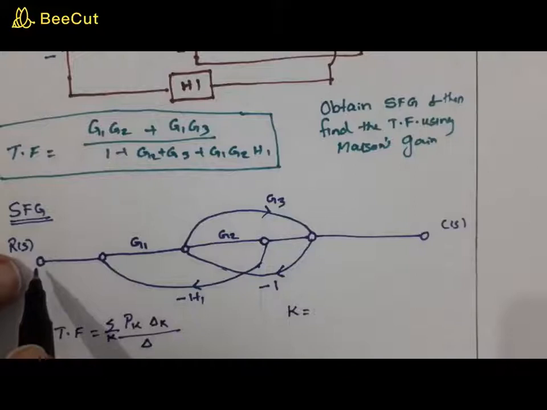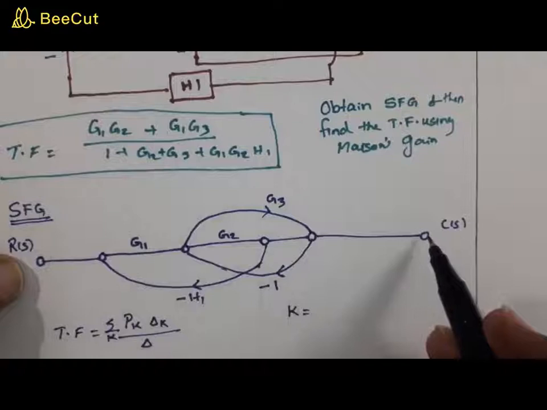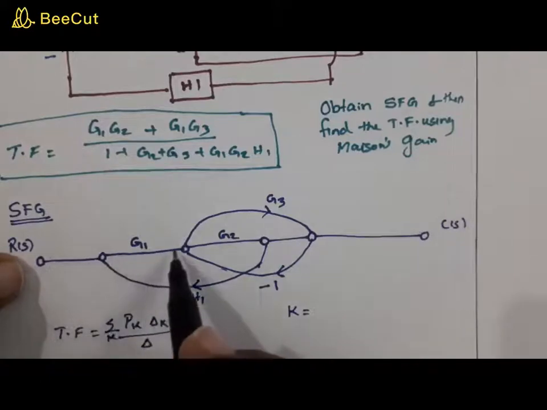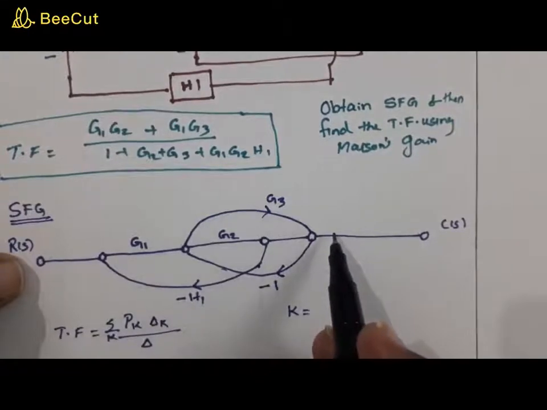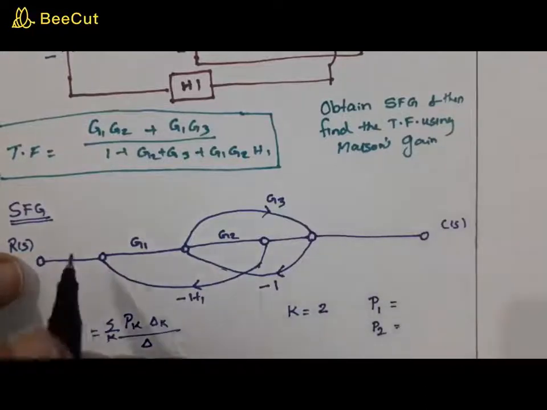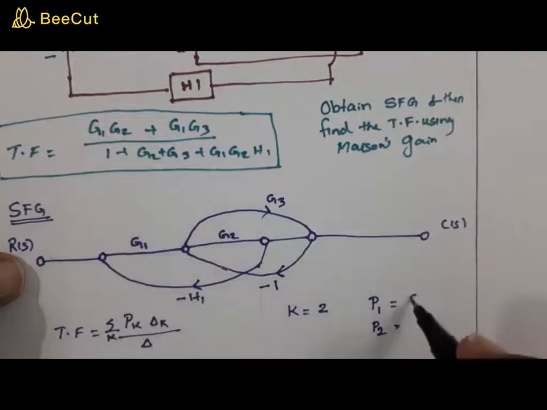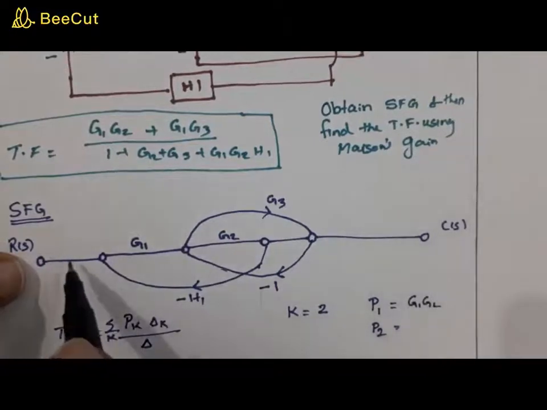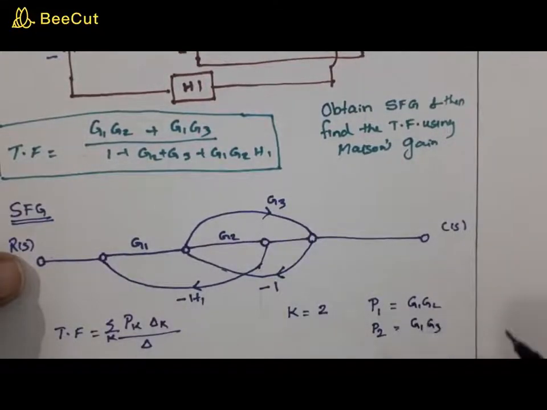Just allow a signal to pass from R of S. It will go in this direction and will reach C of S without any sort of repetition. That's one path. If you have a closer look, you can have a signal also going in this direction as well. So there are two paths, which result in two path transmittances. Call these P1 and P2. The first path's transmittance is the product of G1 and G2, so P1 is G1 G2. Then the other, P2, is equal to G1 G3. That is the second forward path.